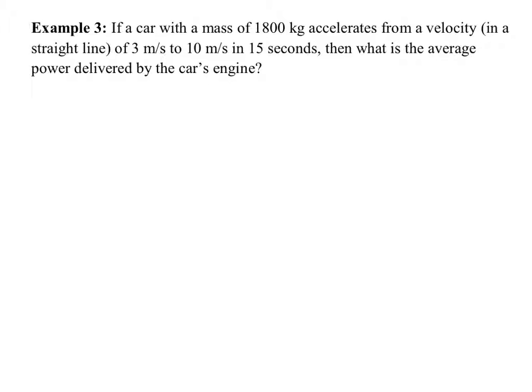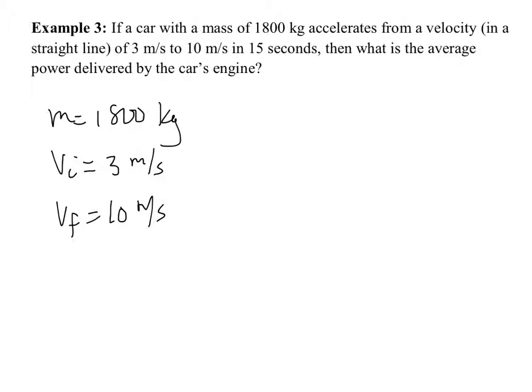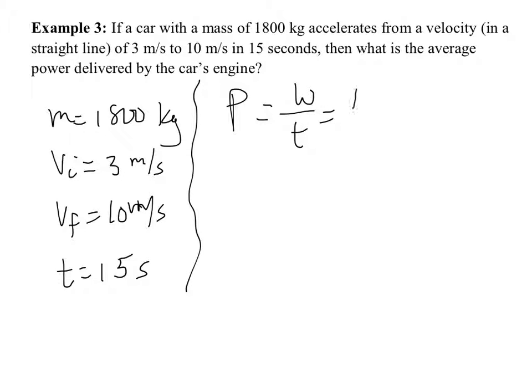All right, so now let's begin. We have a mass of 1,800. We've got an initial velocity of 3 meters per second, a final velocity of 10 meters per second, and a time period of 15 seconds. Now, again, 3 formulas: work over time, change in energy over time, force times speed. Which formula will I definitely not use? There's one that stands out right away that you know you won't use.